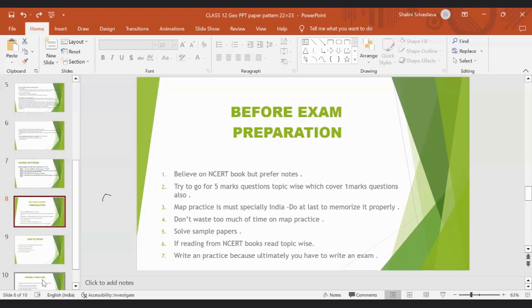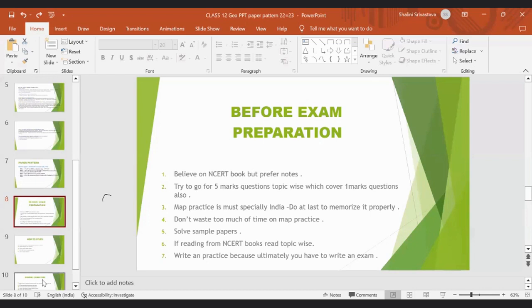Secondly, try to go for 5 marks questions topic wise, which covers 1 mark questions also. When you are preparing 5 marks questions, side by side you are preparing yourself for 1 mark questions also. So you should read each topic wise and prepare your notes side by side.